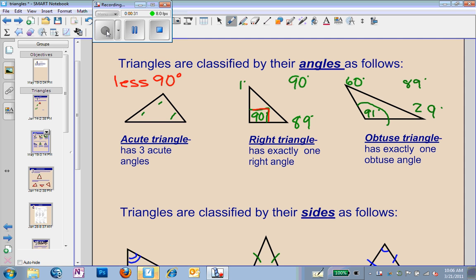When we have an obtuse triangle, we have 1 angle that is obtuse, and obtuse means greater than 90 degrees. And the other 2 angles will be acute.